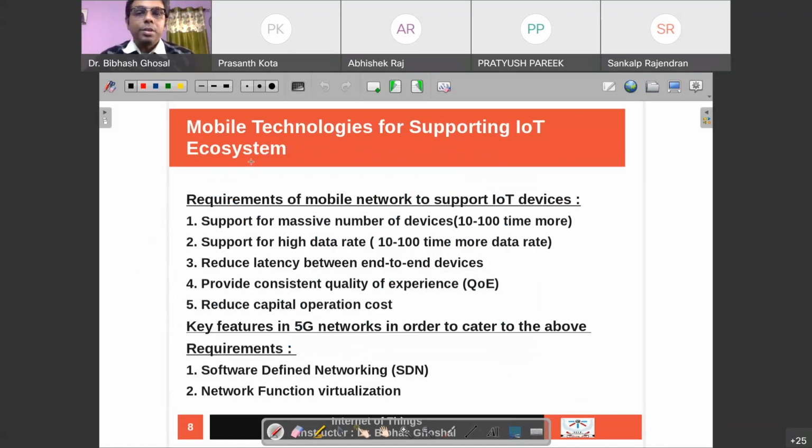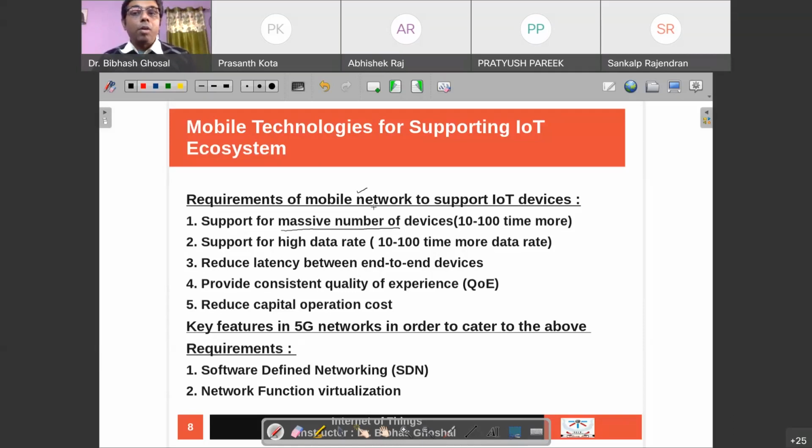First is that you have to support whatever mobile network you're planning to use. If you plan that, okay, I will be using the mobile network for the device connectivities, first of all, it should allow a massive number of devices. That should be clear, because your devices will keep on increasing. If it is not scalable, then it may not be a good networking technology, right?